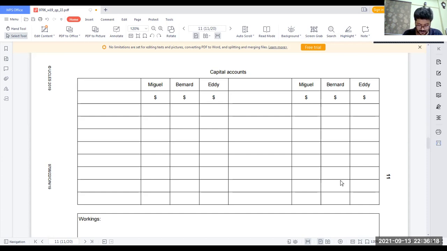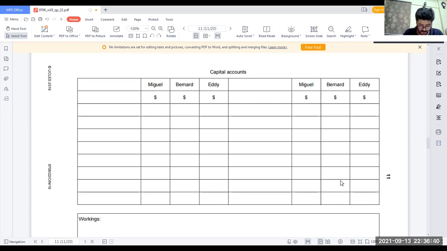Goodwill was valued at 40,000 and will not be retained in the books of account. This is not a purchased goodwill. Are you getting my point here? This is not a purchased goodwill. This is goodwill to old partners. Are you getting my point here? Because the incoming partner is not smart, the old partners are smart. So the goodwill is going to the old partners.